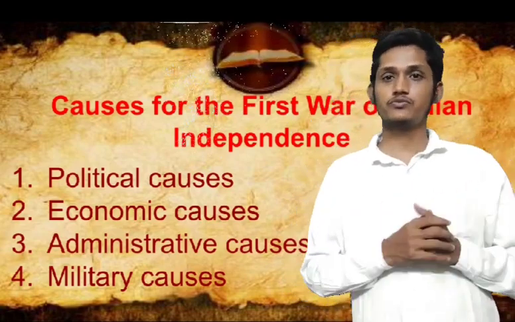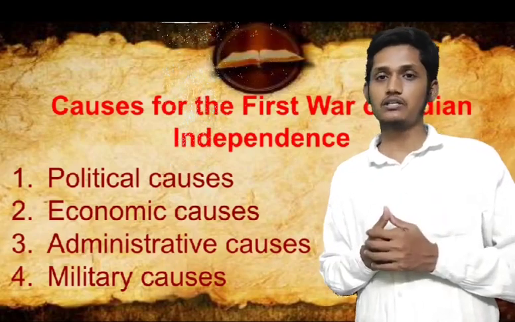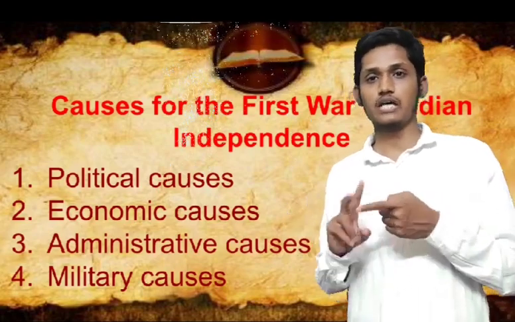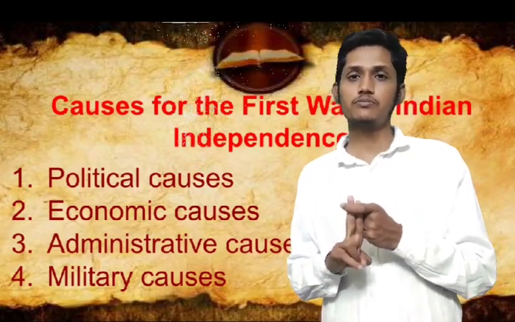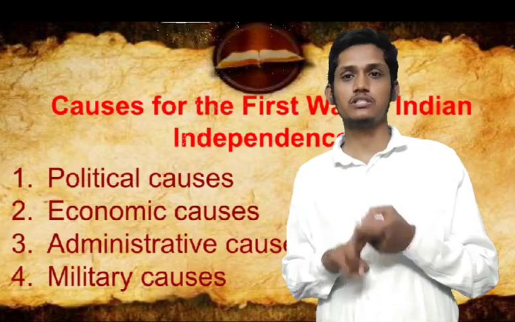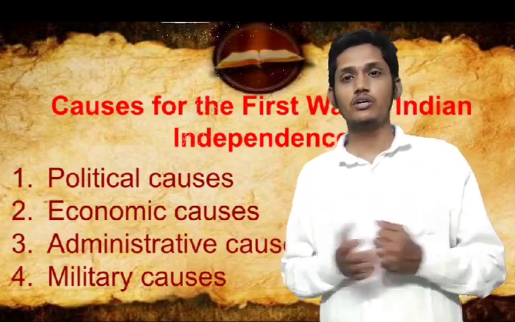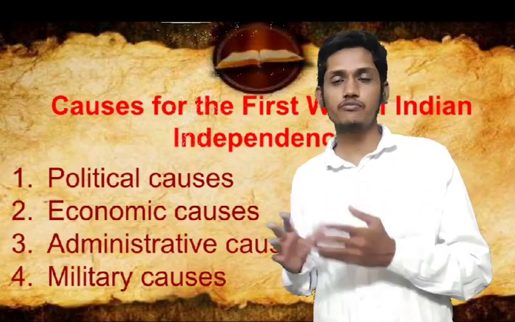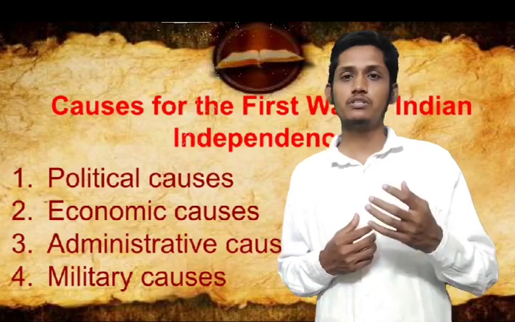Let's get back to the first war of independence, political causes. When the kings signed agreements under the doctrine of lapse and subsidiary alliance, they faced a lot of problems. The kings faced a lot of problems from these 2 agreements, and the ministers and soldiers who were working for them became unemployed. Every king and their people were unhappy with these agreements.